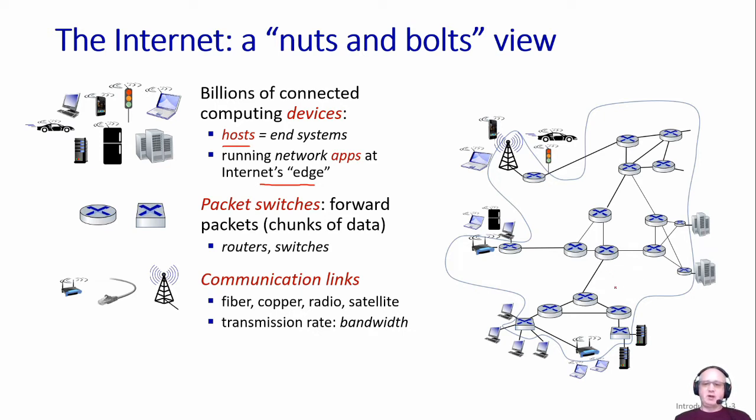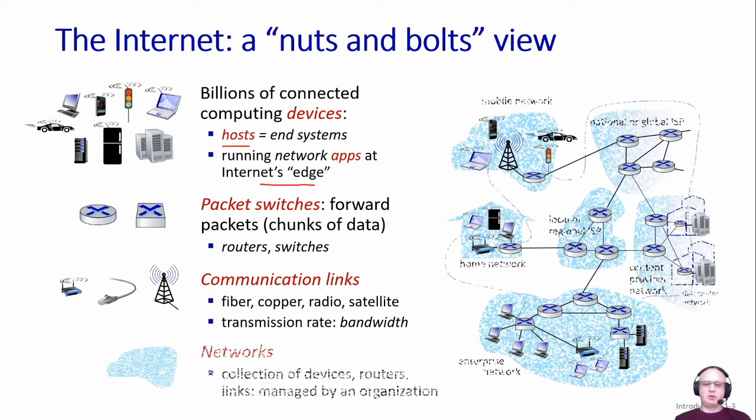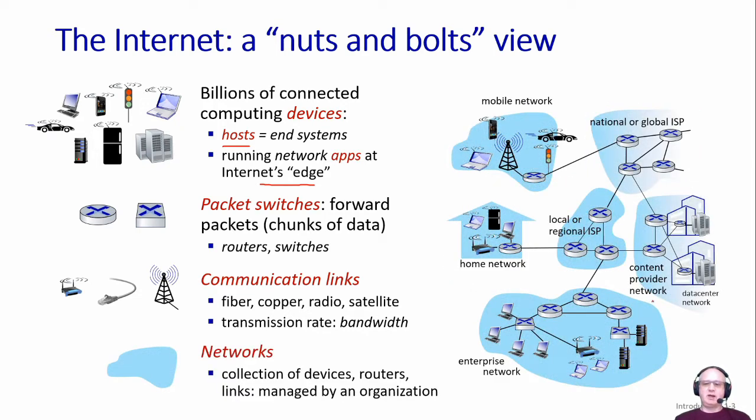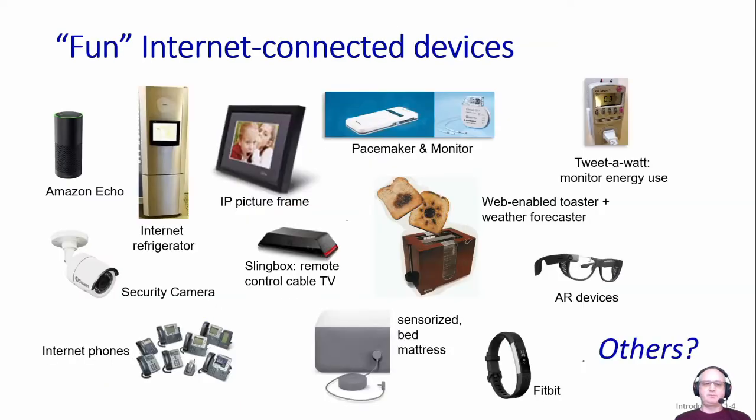Now, the Internet, it turns out, is not a single network, but rather a group of networks that are connected with each other. A network itself is part of the Internet. It's a collection of devices, routers and links that are typically managed or owned by one organization. And these networks are interconnected to form what we call the Internet.